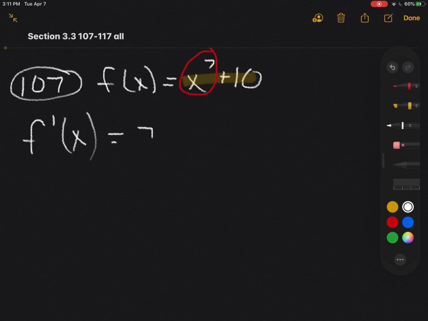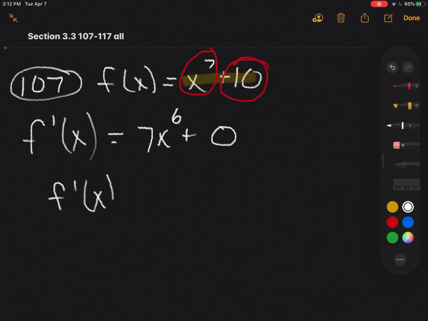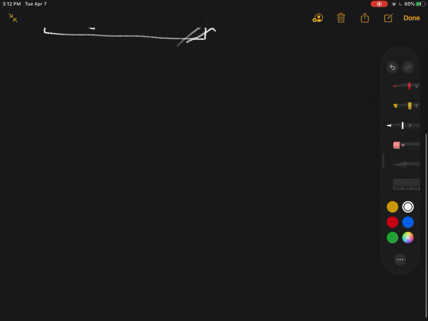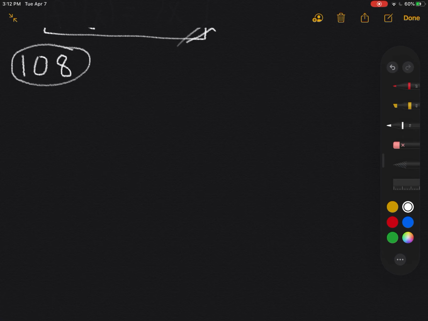I can take the derivative of this piece by piece and first take the derivative of x to the 7th. I'm going to do that using my power rule. So that'll give me 7x to the 6th. And then I can add to that the derivative of 10. And the derivative of all constants is just 0. So that's 7x to the 6th plus 0. Of course, the simplest way to write this is f prime of x equals 7x to the 6th power. Final answer.